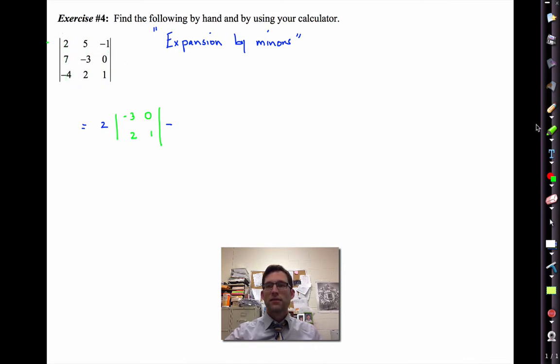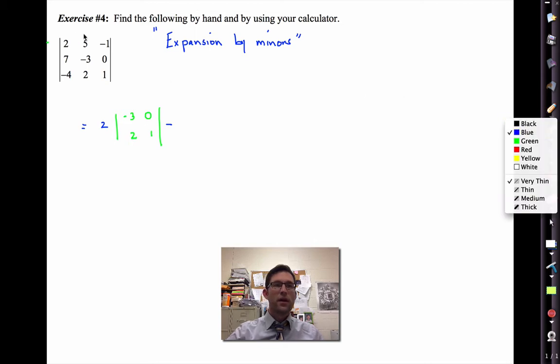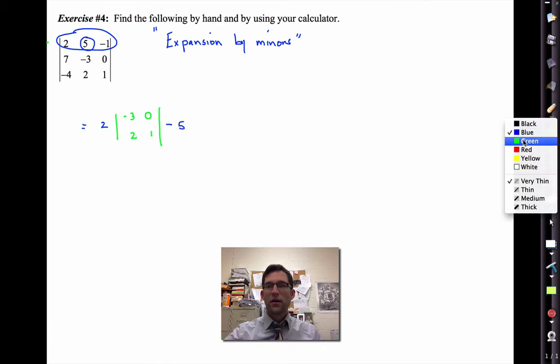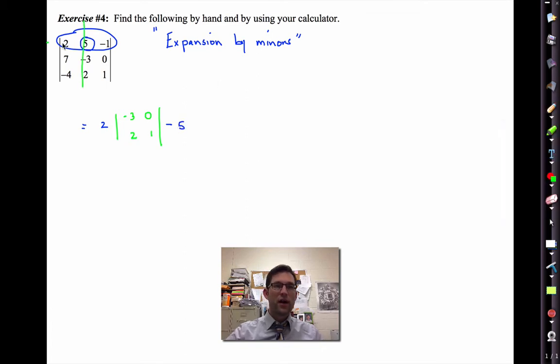And I'm going to go back to blue. I'm going to circle my row again, and this time I'm grabbing the 5. Then I'm going to eliminate the column and the row that it's in. That leaves me with the determinant 7, 0, -4, 1. All right. Then I'm going to erase all of this.